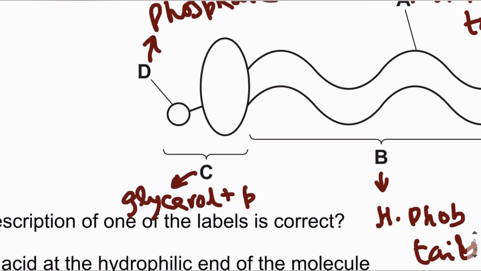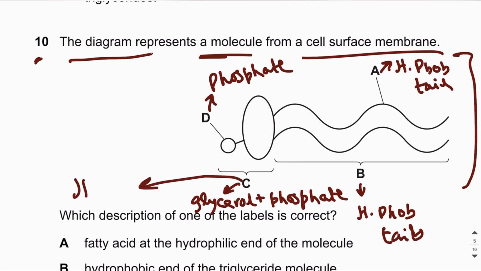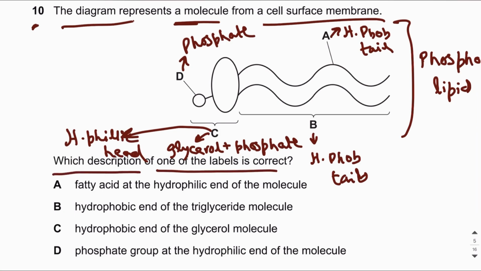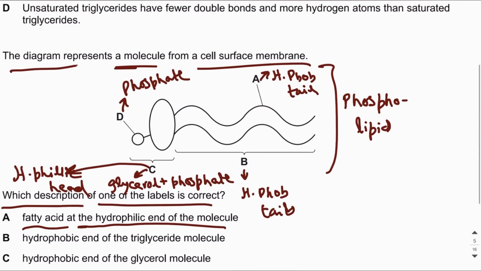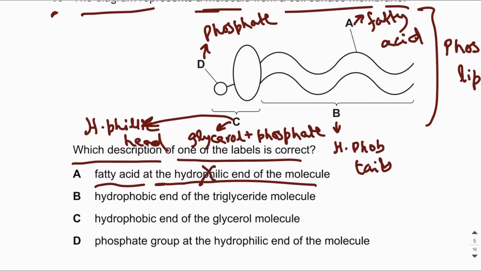plus phosphate, right? Or we can say C is the hydrophilic head. C is the hydrophilic head, right? Which description of one of the labels is correct? Fatty acid at the hydrophilic end of the molecule. Guys, we can label A as fatty acid, but this is not at the hydrophilic end of the molecule. This is at the hydrophobic end of the molecule.